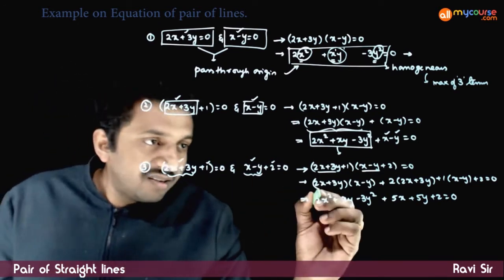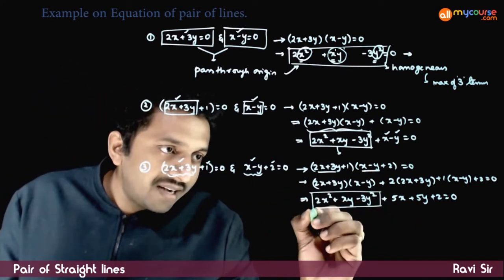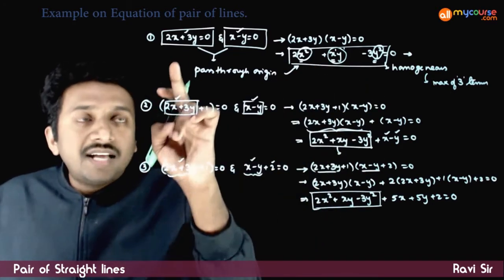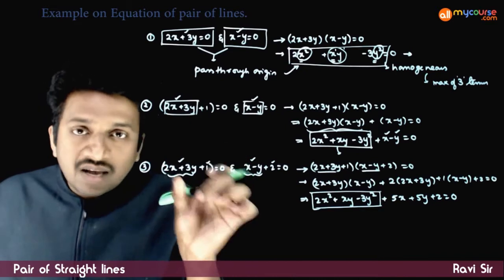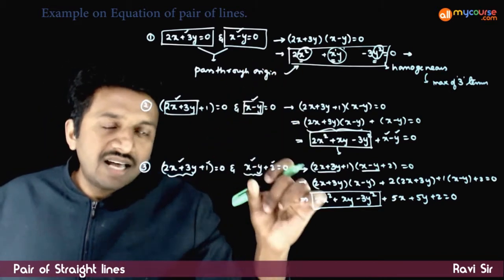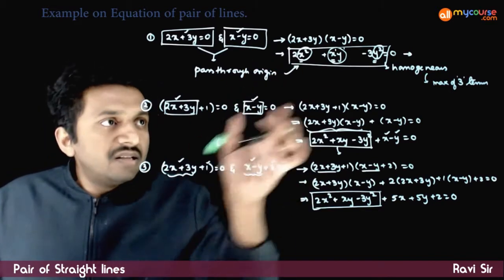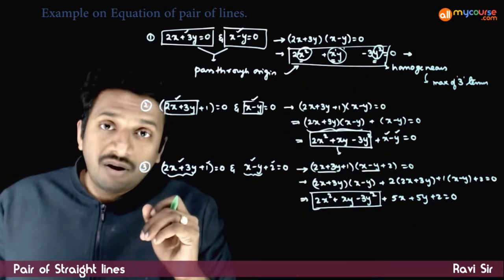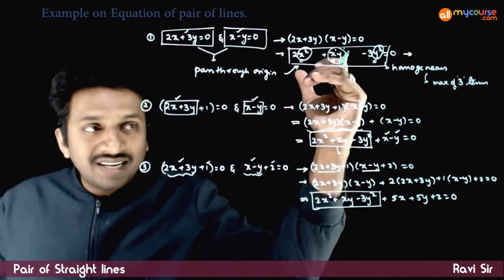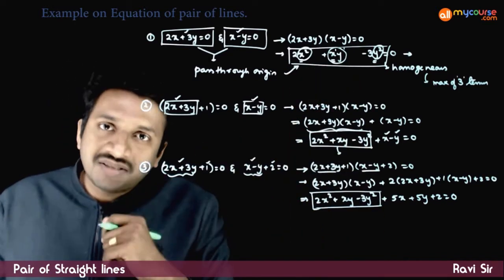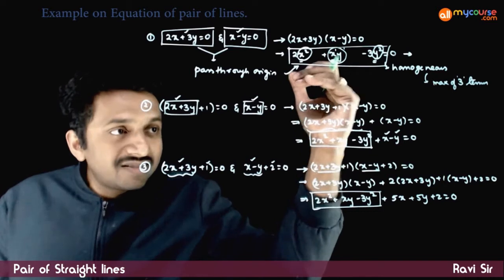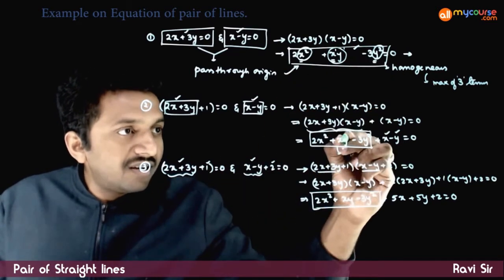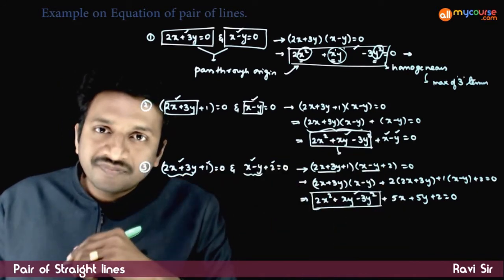But the quadratic part did not change in all the 3 equations. As you can see, these 3 lines are parallel to each other. So all these pairs of lines represent a pair of parallel lines. This set is parallel to this set is parallel to this set. So as long as the pair of lines are parallel to each other, the quadratic part does not change.